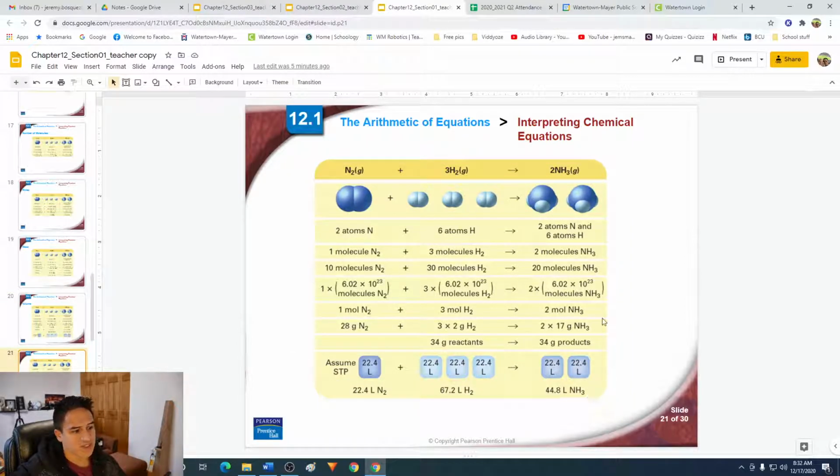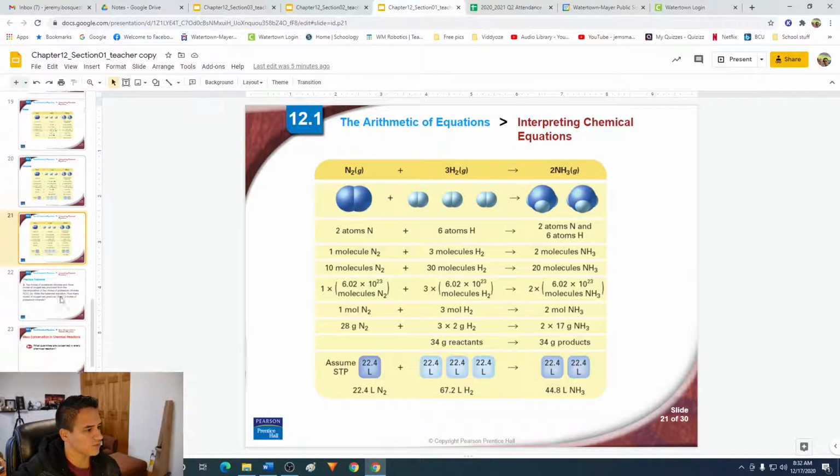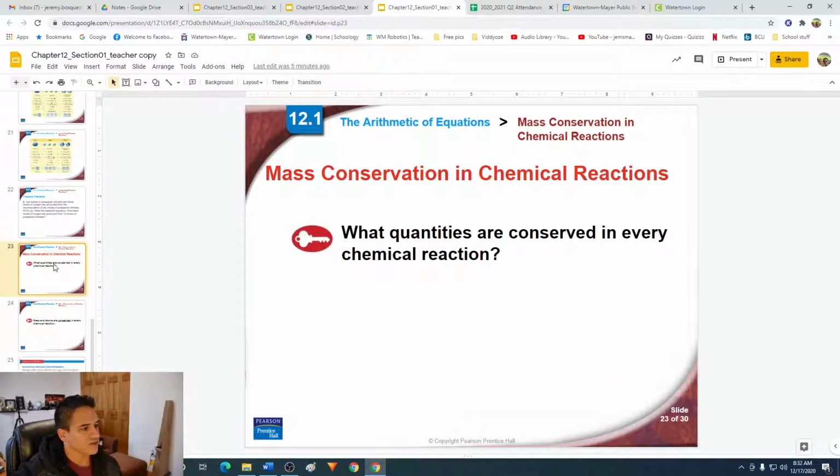So again, as you can see here, we can interpret this equation in a lot of different units, which is, again, important because you might need to be able to convert and use a lot of different units when you're measuring things in chemistry. Okay, not everything can be measured in grams or moles or molecules or liters, right? It just depends on what you're dealing with. So, all right, let's take a look at mass conservation in these chemical reactions.